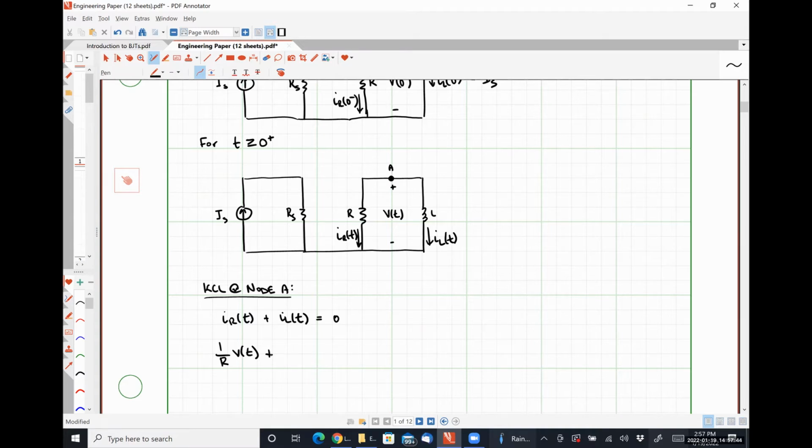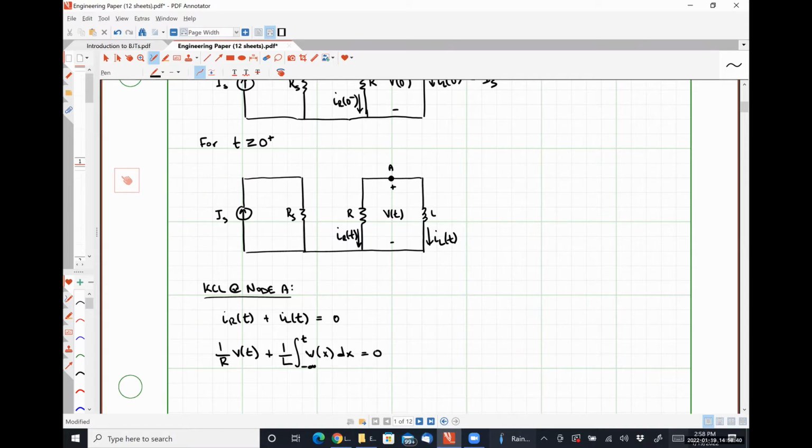And we can use the relationships that we developed, I believe it was last Wednesday, maybe, to express the inductor current in terms of the voltage as 1 over L times the integral from negative infinity to t of v of x dx, and set this equal to 0. Okay.